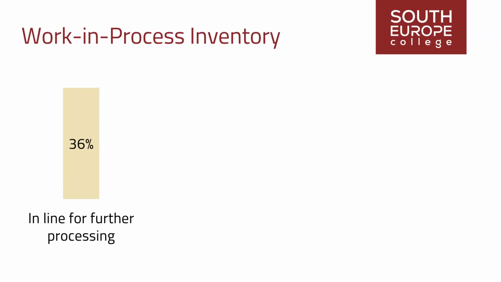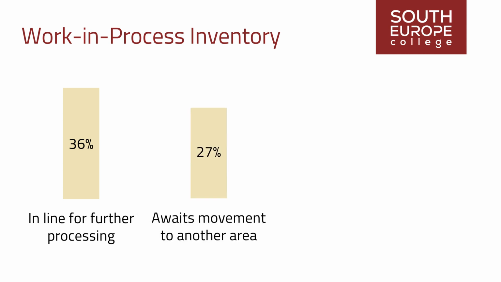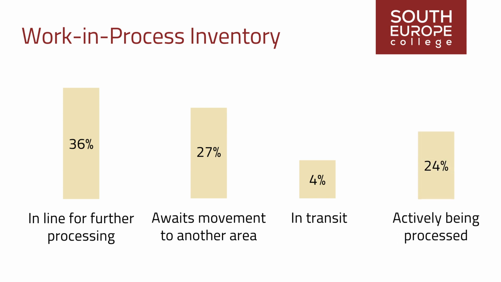Research indicates that 36% of WIP is typically in line for further processing, 27% awaits movement to another area, 4% is in transit, and only 24% is actively being processed. Excessive WIP at a workstation may necessitate rerouting material flow to another center.